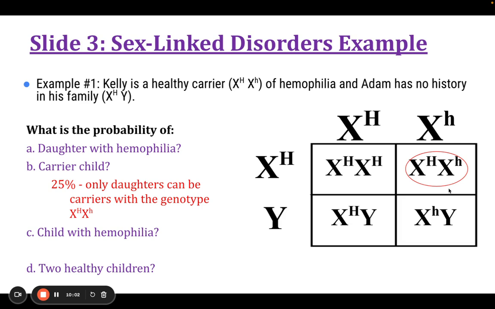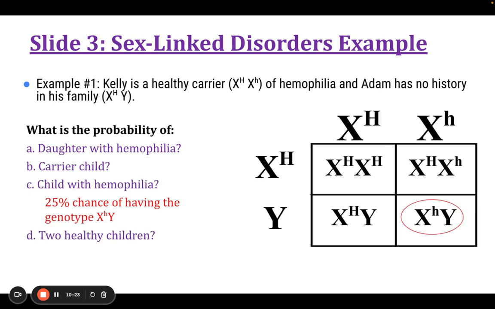Next, what's the probability of having a child with hemophilia? You hopefully have already noticed that the bottom right box is the only one that has only the recessive allele. So that individual would have hemophilia. That means there's a 25% chance. And the last question, the probability of having two healthy children.